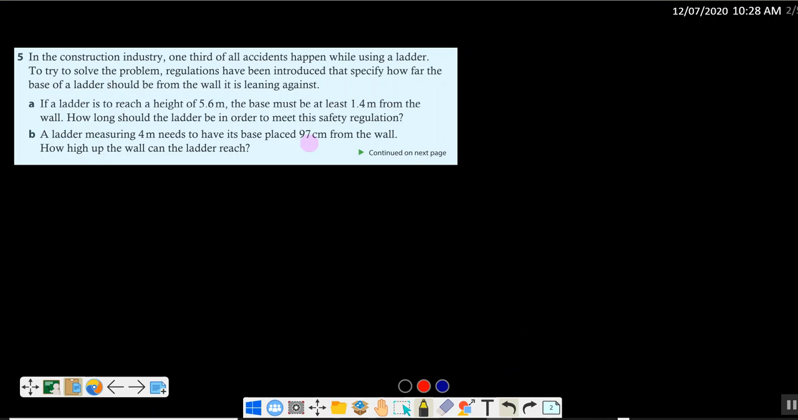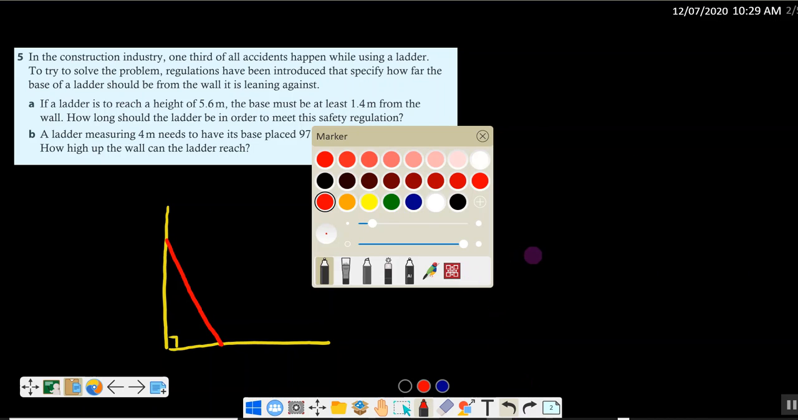So for this one, the construction industry is actually using a ladder to solve the problem of regulation. The ladder is to reach a height of 5.6 meters. So what that means is, if you have a wall and you've got the floor, is that where the right angle comes from? Okay? So then you have a ladder propped up against the wall. My diagram is not drawn with a ruler, which is why it's not very good.